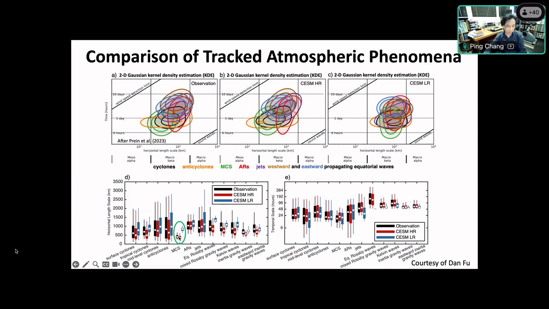So one particular thing I'd like you to pay attention to is these MCSs, and you can see the model is actually capturing the spatial scale of the observed MCSs quite well. It's about 300 to 400 kilometers, and the high resolution is reproducing that nicely. But the low resolution model is producing a much larger scale. We're looking at MCSs close to about 1,000 kilometers, right? So this can have an impact on the extreme precipitation.